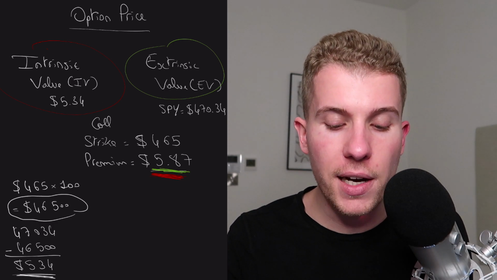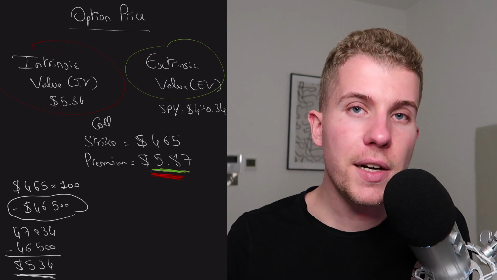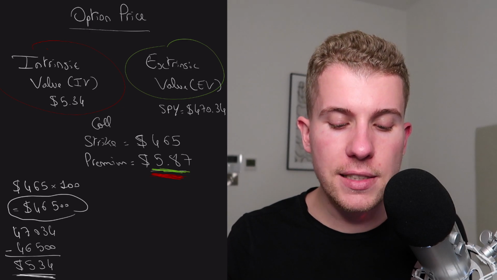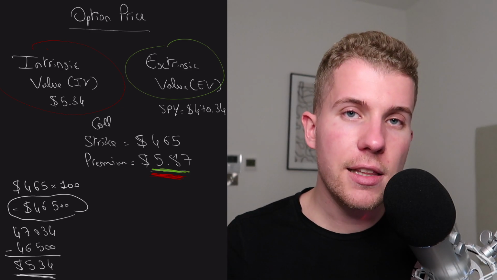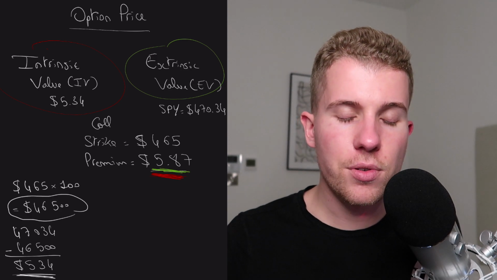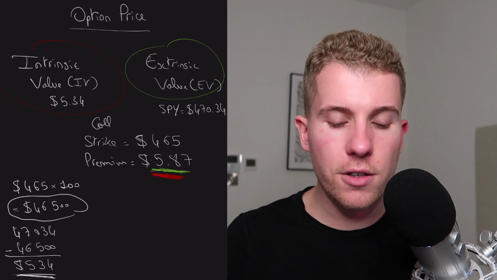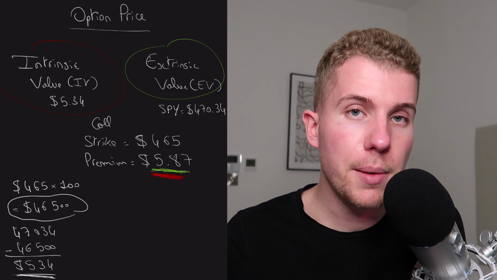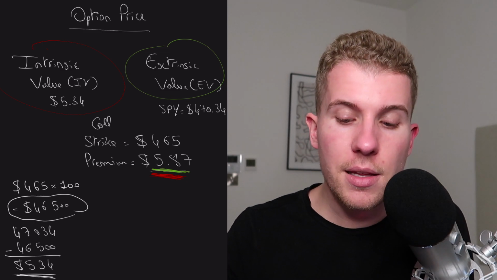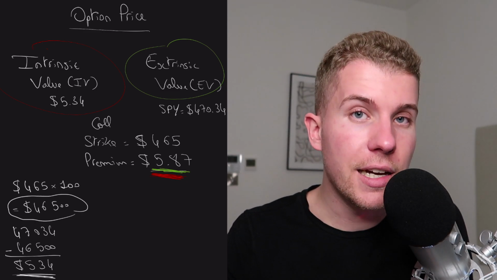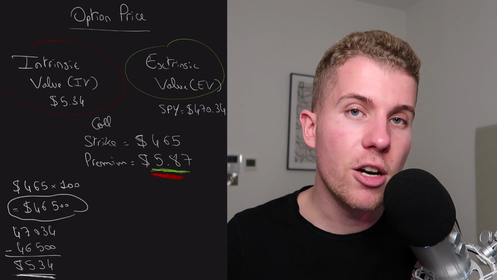In our case, we paid $5.87. So if I just bought the shares at $46,500 and then resold them at $47,034, then yes, I would make a profit of $534 on paper, except that because I paid the option premium of $587, I'm actually making a loss overall.